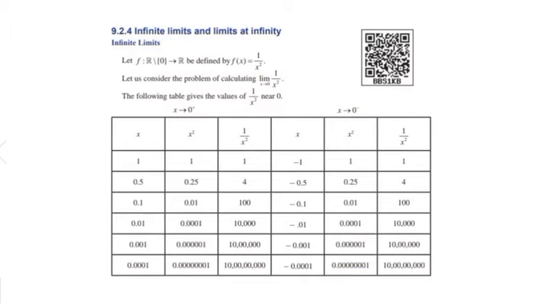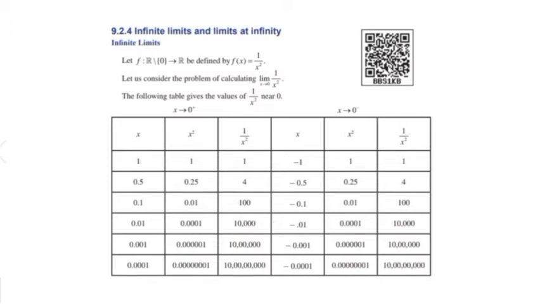The following table gives the values of 1 by x square near 0. The table values tell us that as x gets closer and closer to 0, f of x, 1 by x square, gets larger and larger. In fact, 1 by x square grows without bound as x approaches 0 from either side.